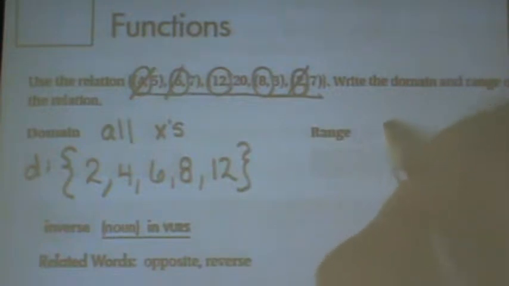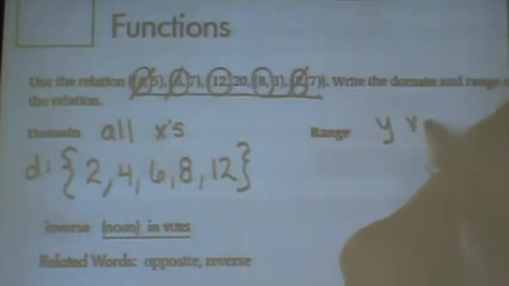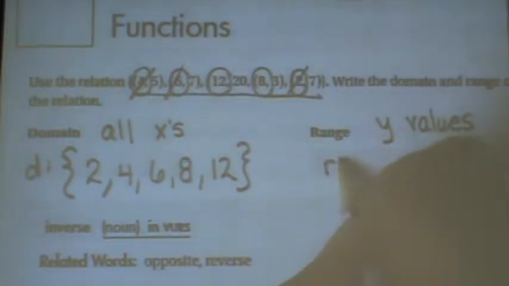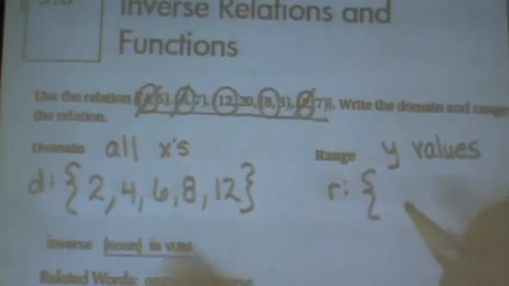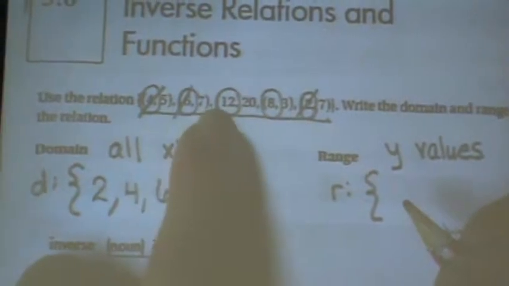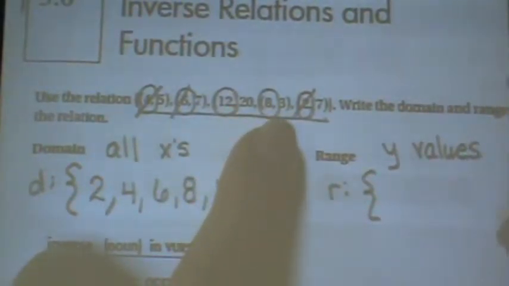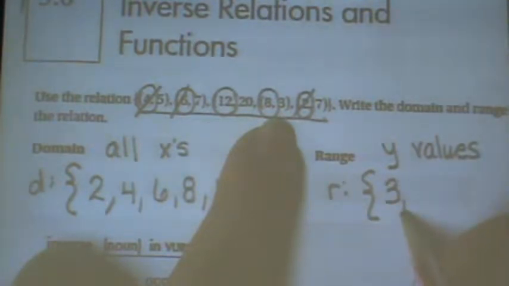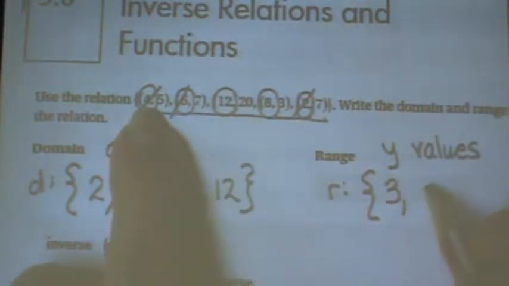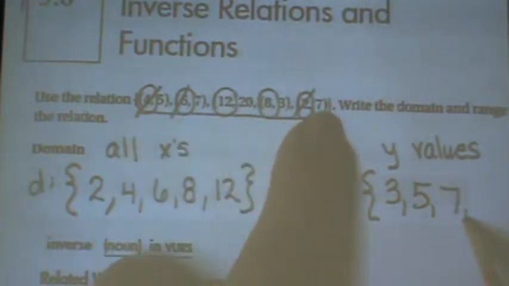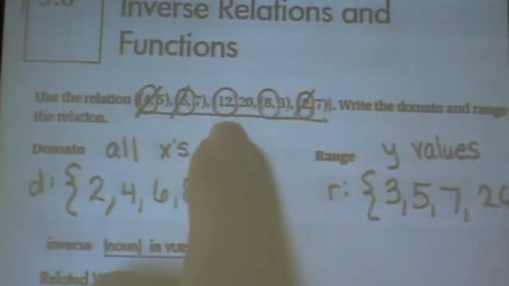Now the range is all your y values. And again, how do you do the range? You're going to do your bracket, and it's all the y values, the stuff that's not circled, and you're going to put them in order from least to greatest. So I would start with the 3, then I would write the 5, and then the 7. I do not write it twice, and then 20.